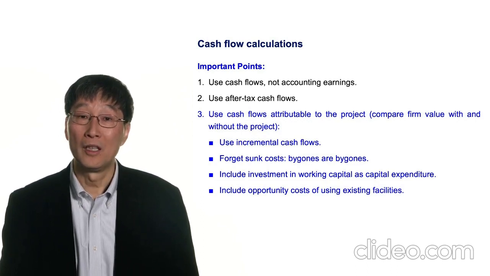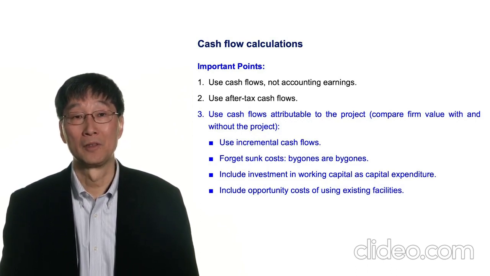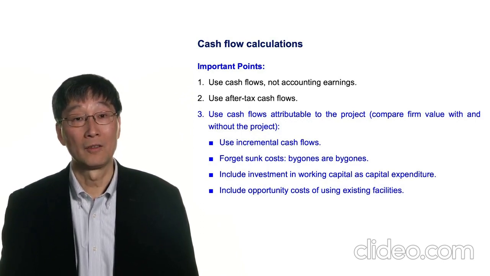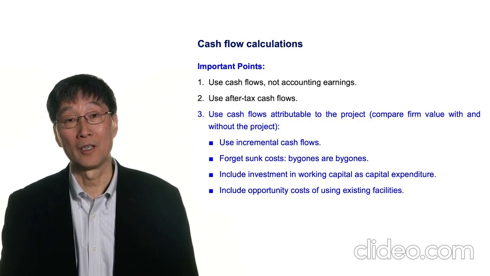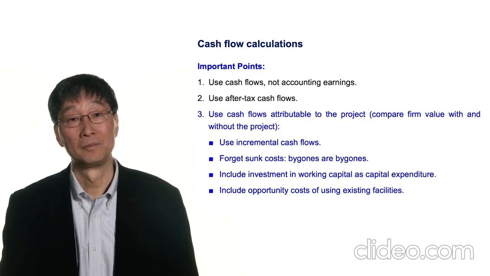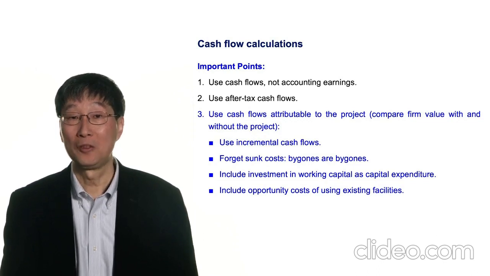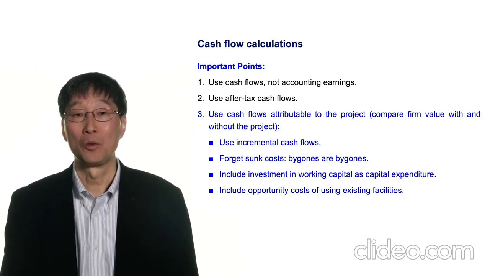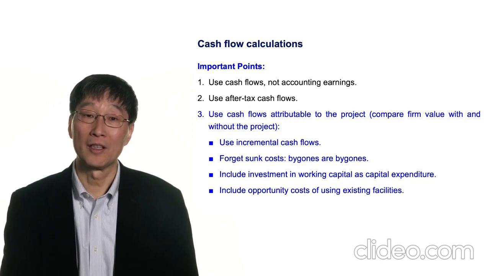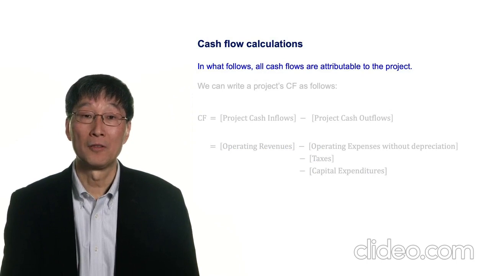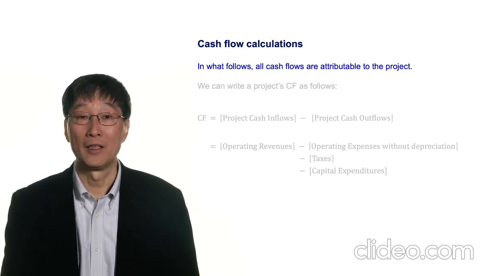Third, include investments in working capital. Fourth, include opportunity cost of using existing facility, losing existing sales, and so on. We can go on, but instead of talking about these points in abstract, we will illustrate them through a set of examples. Before doing so, we want to give a formal definition of a project's cash flow, which is given by the equation on the slide.